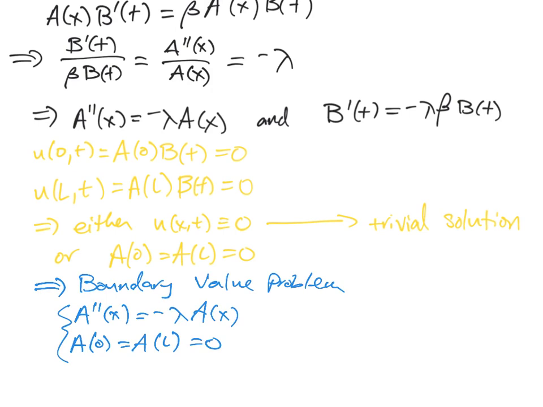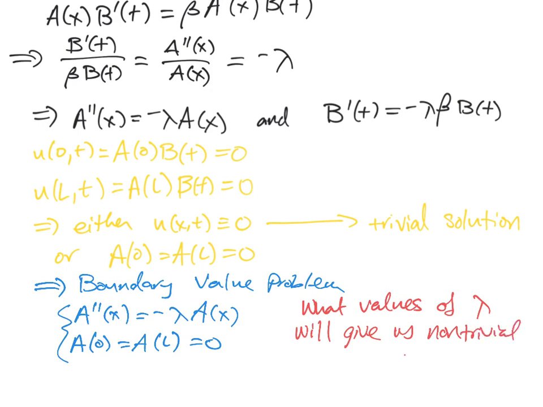So now the question that we have is, what values of lambda will give us non-trivial solutions to this? Because as we've seen, if we have a of x equals 0, that will be a solution to this because of our boundary conditions. So depending on what lambda is, we may or may not be able to find non-trivial solutions, and that's what we'd like to figure out next.